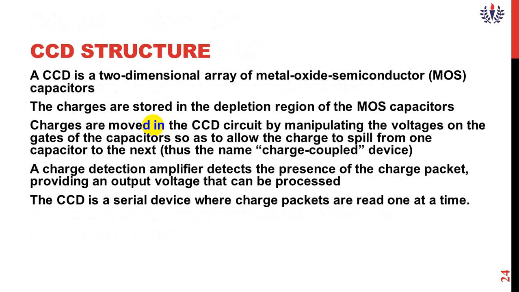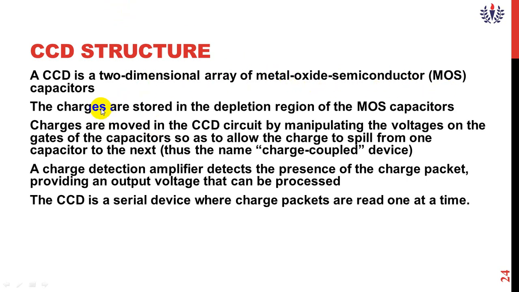Now, cameras use a CCD. I already mentioned CCD technology, which will be used. CCD means charge coupled device. Charge coupled device means they are using MOS, metal oxide semiconductor, capacitors. The main purpose of the MOS capacitor, MOS meaning metal oxide semiconductor capacitor: the CCD is a two-dimensional array of metal oxide semiconductor capacitors.